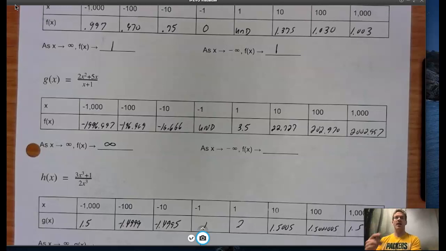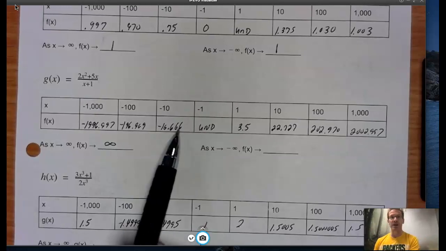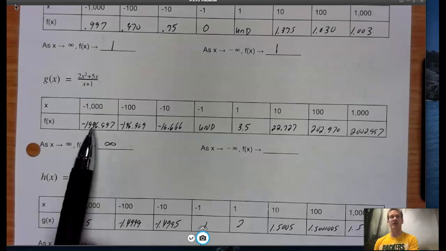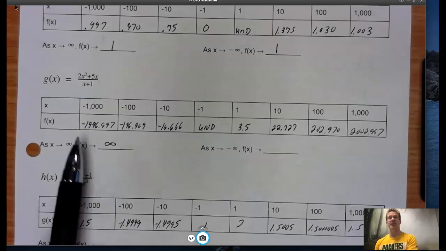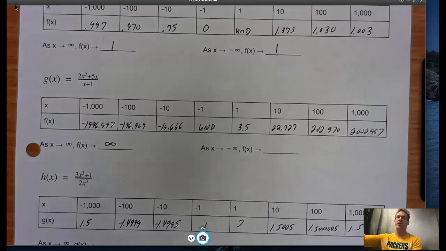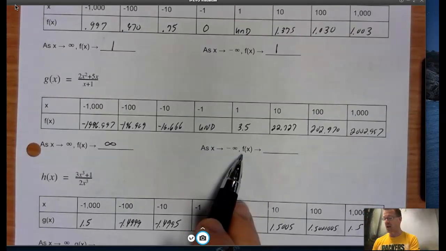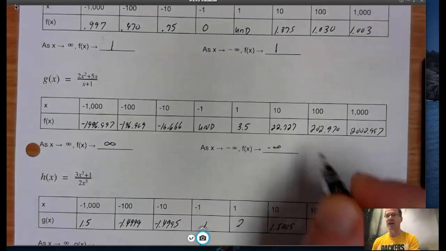So now let's look at the other end here. Negative 16, negative 196, negative 1996, right? It looks like the same thing. It looks like as we're going farther and farther to the left, as x is getting smaller and smaller, y is also getting smaller and smaller. So it looks like f of x is going to go to negative infinity.